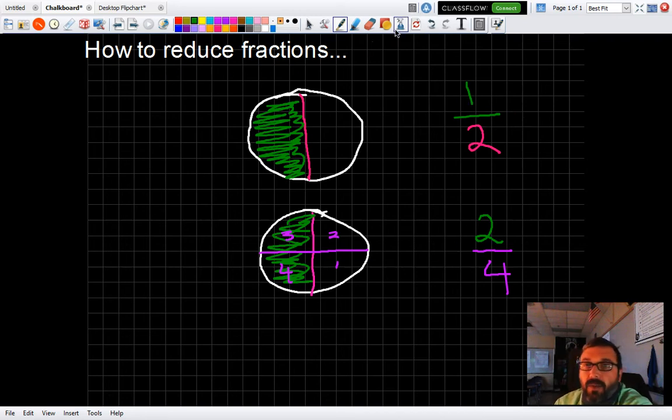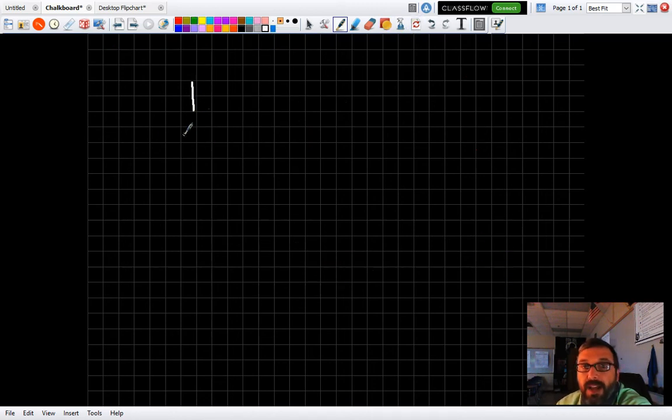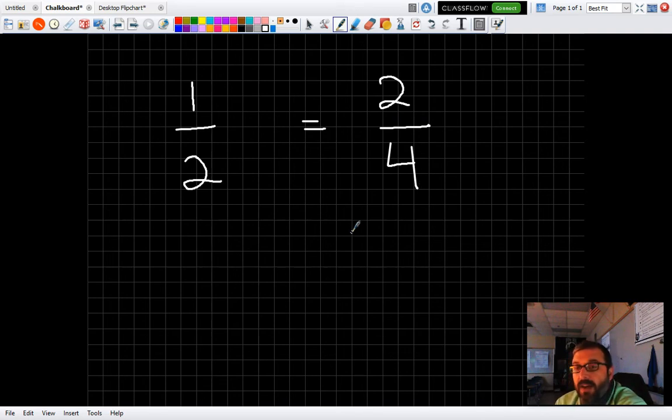Now, let's rewrite this just a little bit. Now that we have modeled the fact that 1/2 and 2/4 are the same, I want to discuss how we move back and forth between these. So if we wanted to discuss equivalent fractions, how is it that we can turn this 1 into a 2, and this 2 into a 4? Now, we can multiply fractions by multiplying the top and the bottom. If you don't believe me, watch the video on multiplying fractions. If it's not out yet, it will be soon.